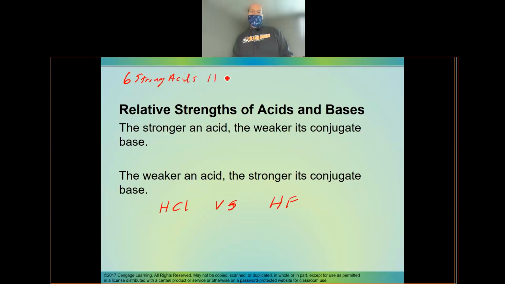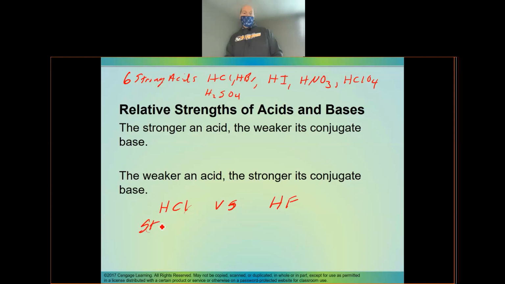You have to know that HCl, HBr, HI, HNO3, HClO4, and then the only polyprotic is H2SO4. So there are your 6 strong acids. All right, so when it says which one is stronger, and this one is a strong acid because you have memorized the 6 and it's one of them, and that one's not one of them. And so if you're not a strong acid, you're a weak acid.